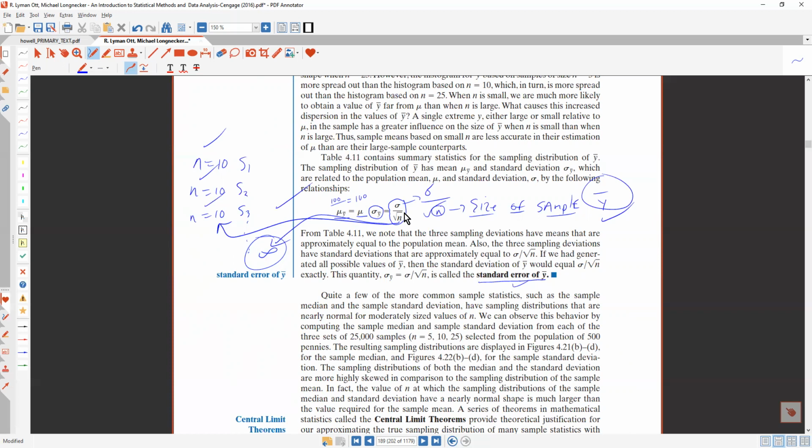So again, this is going to be called the standard error of the mean, and the standard error of the mean is the standard deviation of all of those mean values. Really key concept to understand what that is.